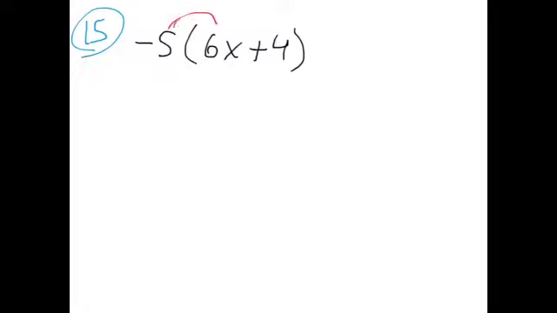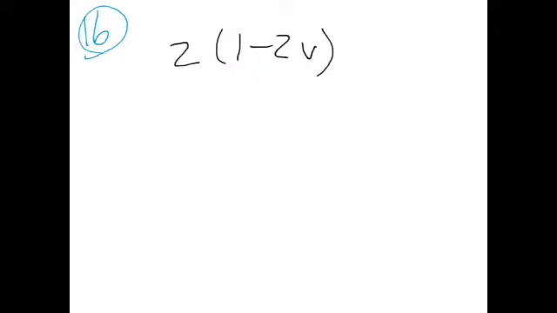On 15, again, these are just distributing. You have to take that number out front and multiply it by each of the terms inside. Negative 5 times 6x is going to give you negative 30x. And negative 5 times positive 4 is going to give you negative 20. So we're looking at negative 30x minus 20.